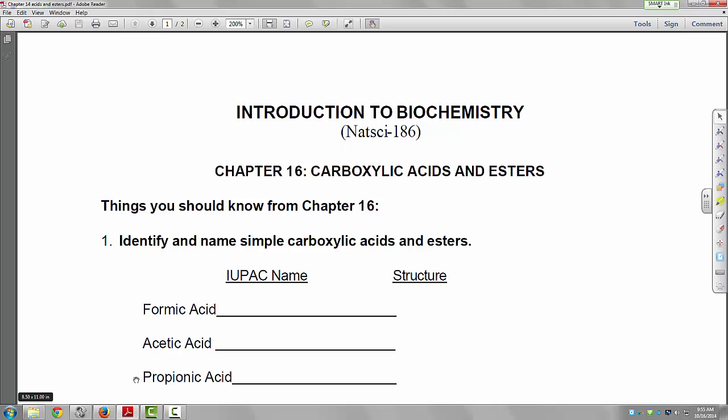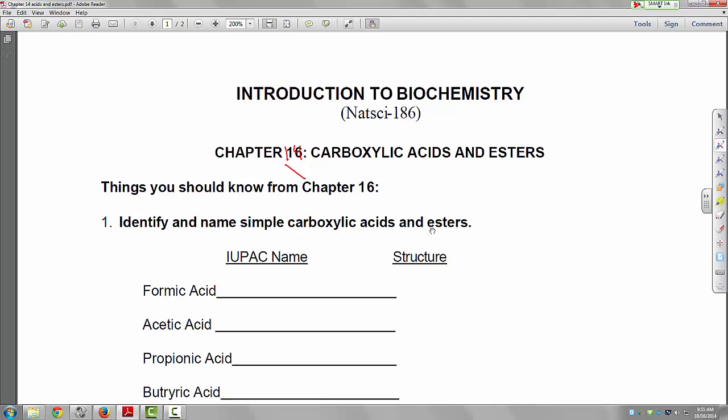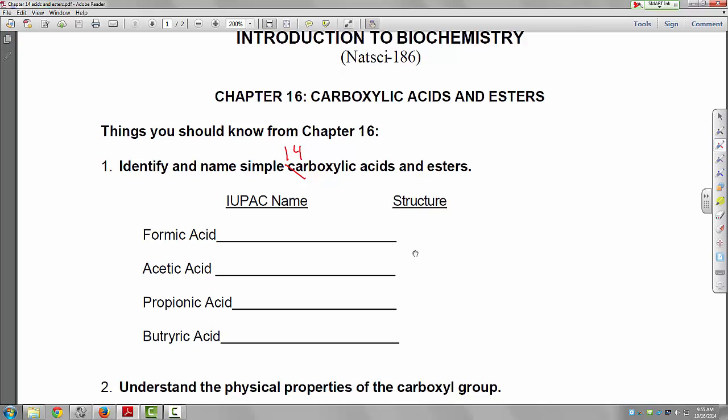Okay, welcome to the review for the chapter on carboxylic acids and esters. This is actually chapter 14. Alright, you should know how to name these compounds, and not only the common names, but also the IUPAC names.